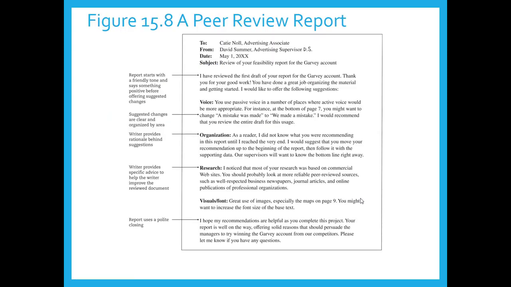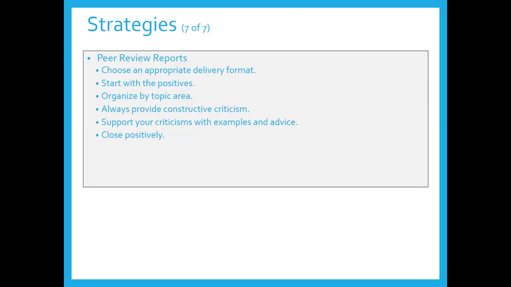Here's a peer review report. It starts with a friendly tone. You should always say something positive. Suggested changes are clear and organized by area. You provide the rationale. You provide the specific audience to help the writer improve the reviewed document in this case, and use a polite closing. In other words, you want to be as polite as possible, but yet still get your point across.